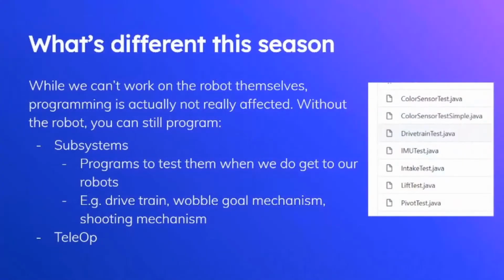So what's different this season? While we can't work on the robots themselves, programming is actually not really affected. Without the robot, you can still program as long as you have a Chromebook with you. You can program each of the different subsystems. I created tests for each of the little things. Basically, a subsystem is just one part of the robot. So you know that in your robot, you have the drive train. You also have your intake and outtake. In a robot, we had a lifting mechanism, and we also had a pivot mechanism for PR's robot. So you can still program all those different things so that when you get to school, you can test them right away instead of having to write them. It's just better to have everything already done by then.